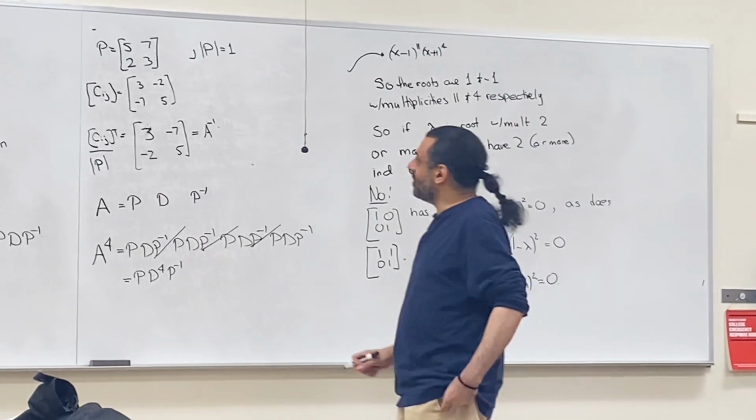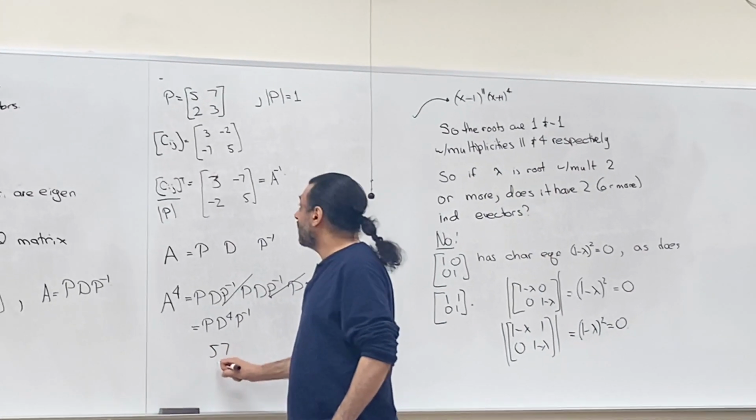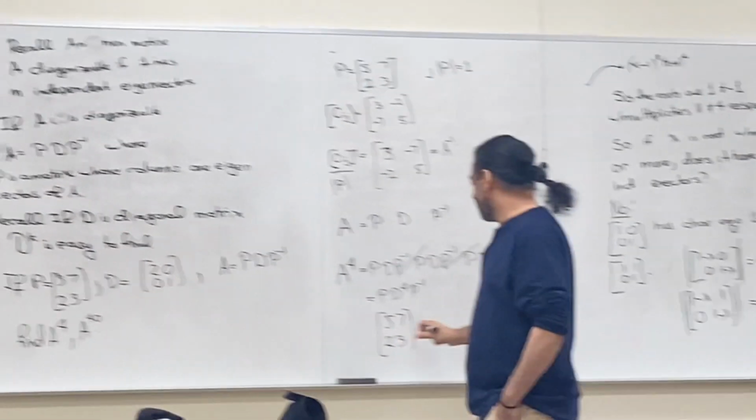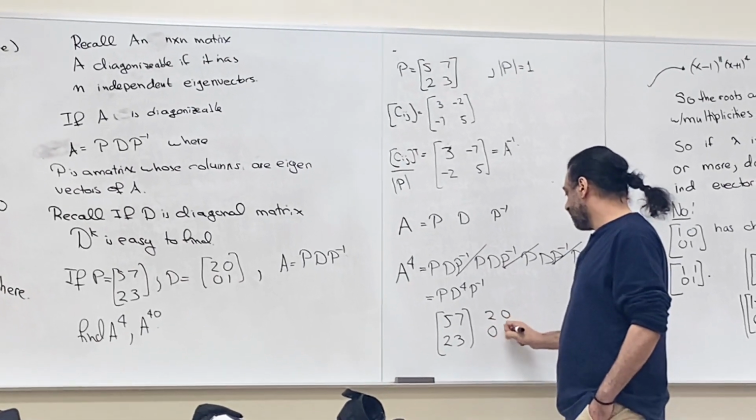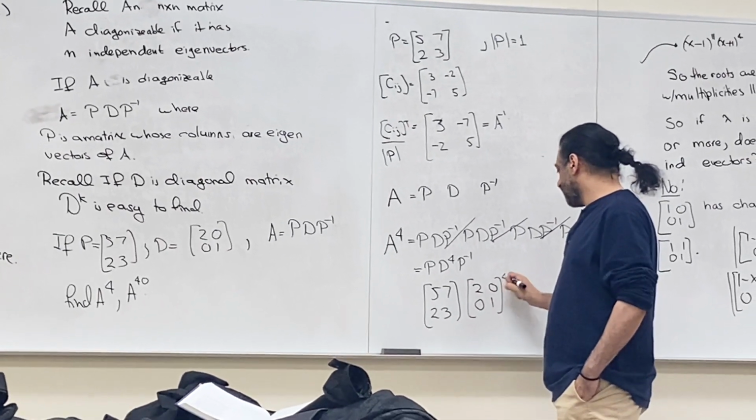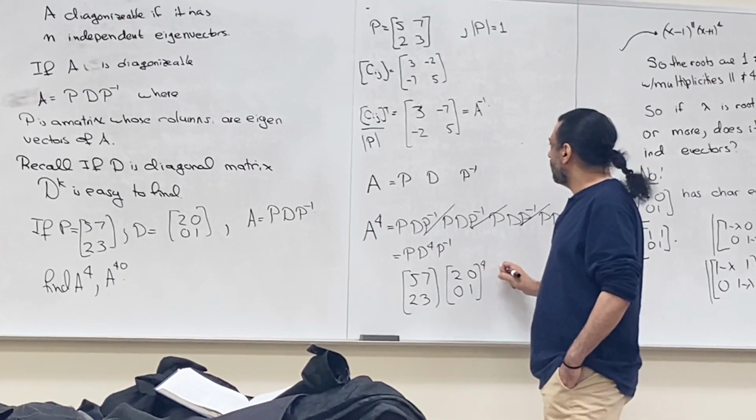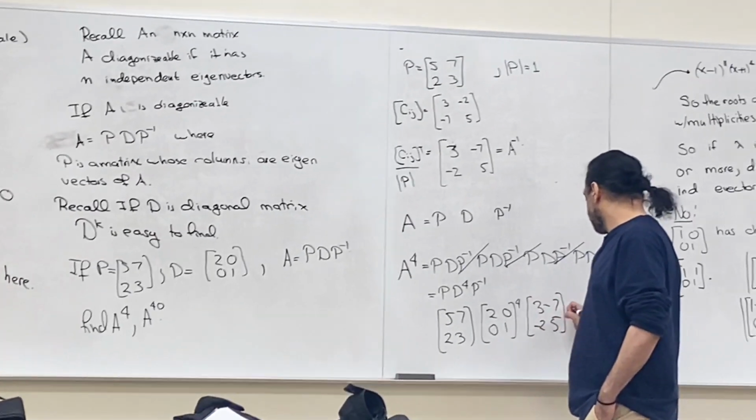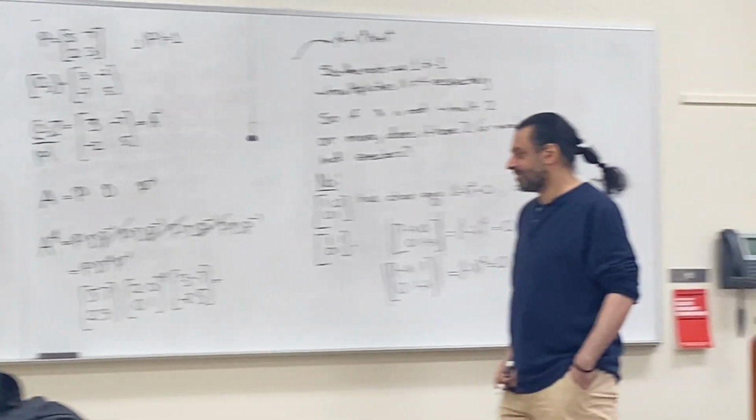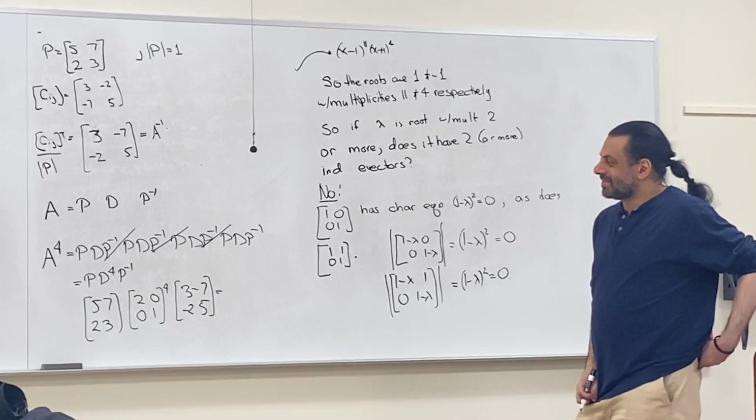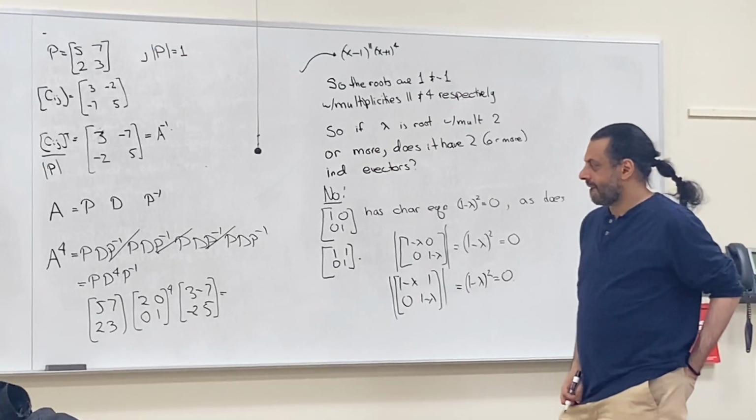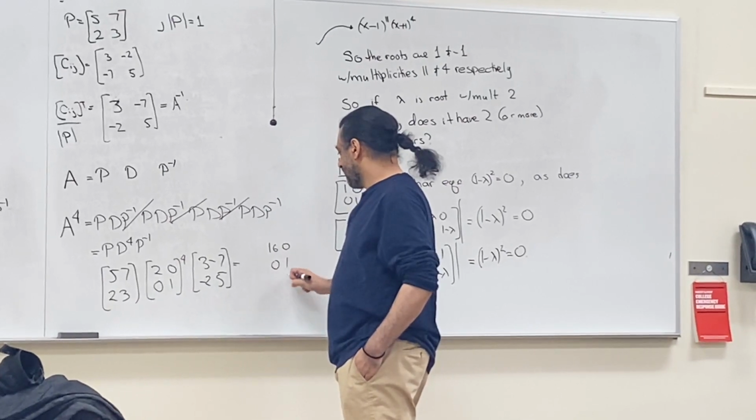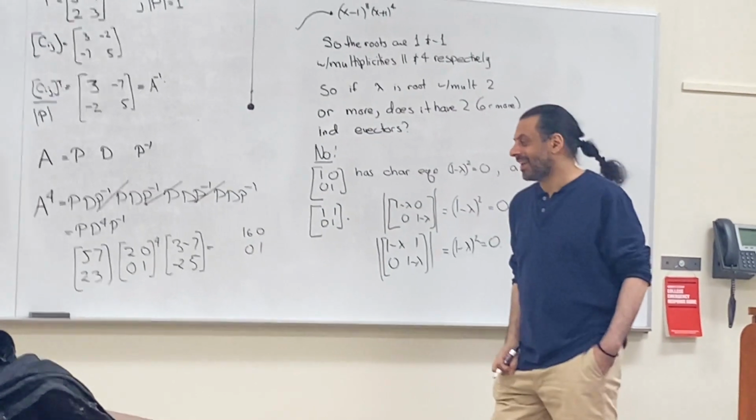So this is equal to, well, P is P: 5, 7, 2, 3. D, what's D to the fourth? 2, 0, 0, 1 to the fourth, times P inverse: 3, minus 7, minus 2, 5. What's the middle matrix? 16, 0, 0, 4. What's 1 to the fourth? 1.